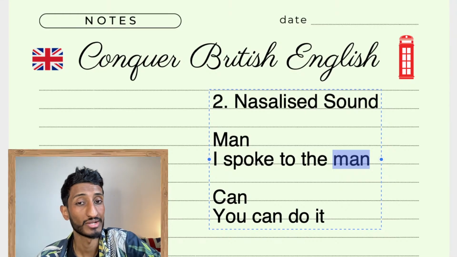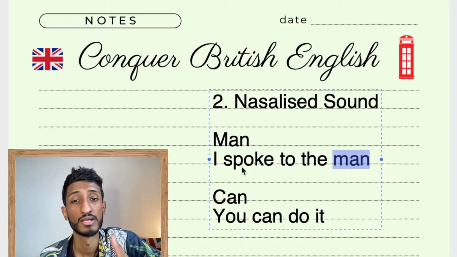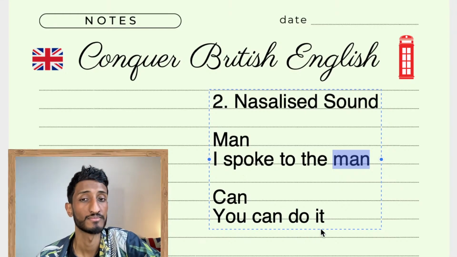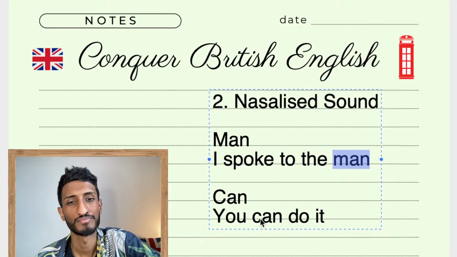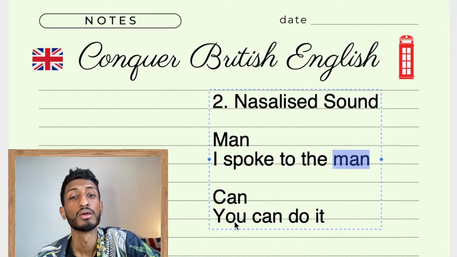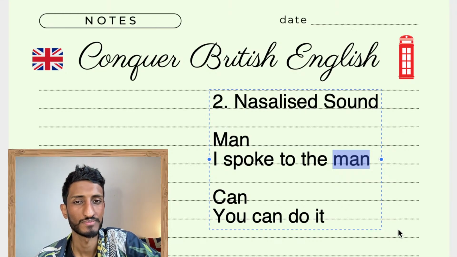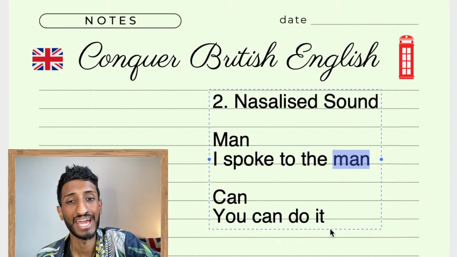Spoke, notice the or sound. Spoke. This would be spoke. I spoke to the man. And then this one would be you can do it. In the Indian accent, it would be you can do it. Can. And the British accent would be you can do it.